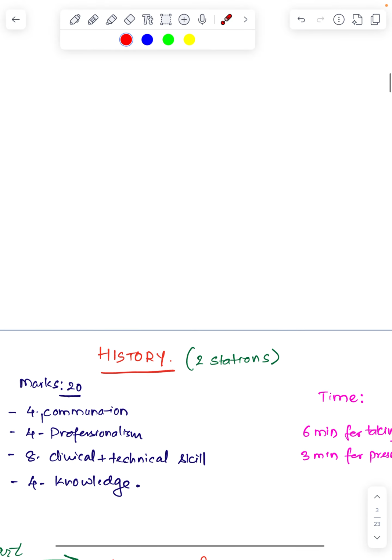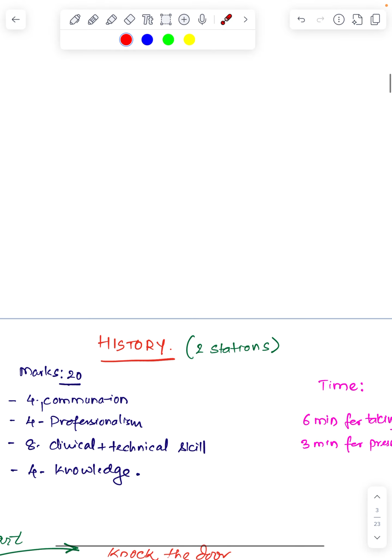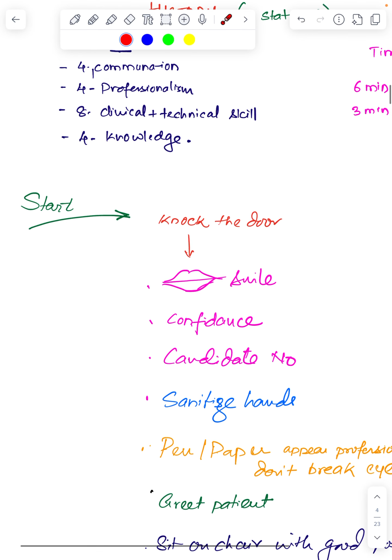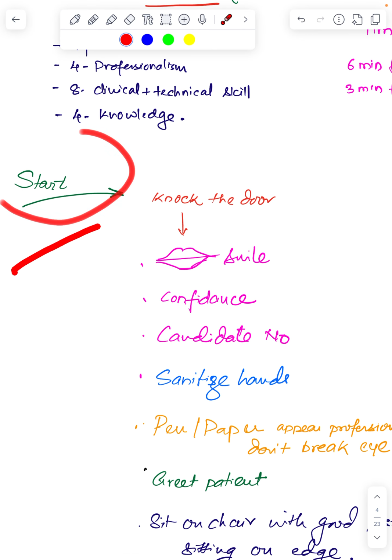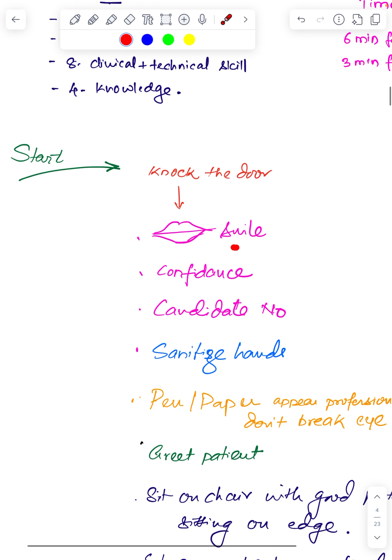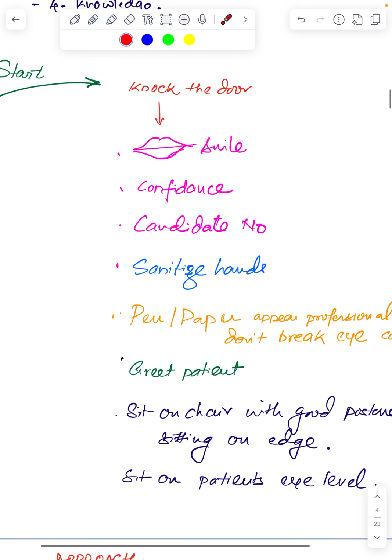Whenever you are coming to this station, you enter. The first part is how to start. Immediately you are entering inside. If there is a cabin, you have to knock on the door. Then smile. Don't be under stress. Just smile. Be confident. Now mention your candidate number, whatever number is given.